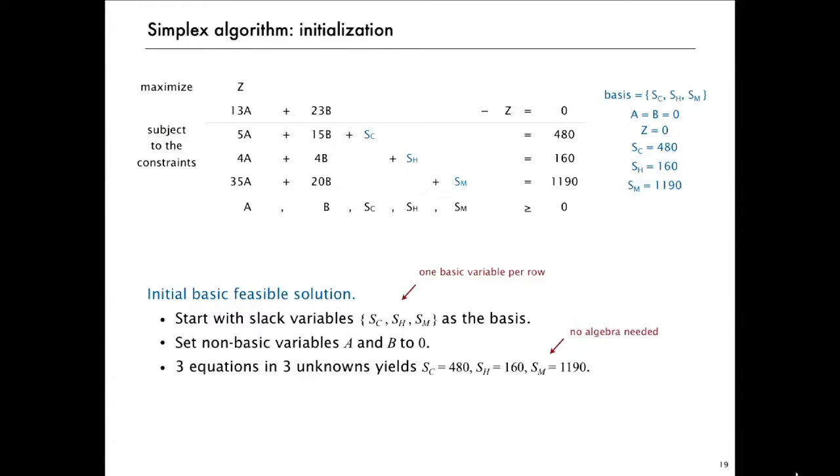Okay, so to get things started, what we need to do is initialize. And we'll initialize in that case at the origin when a and b are equal to 0, and the three slack variables are the basis. And then the solution is really easy in that case. Here's our equations. We set a and b to 0, so that cancels out all that stuff. So that tells us the values of s_c, s_h, and s_m in that case. So that's easy to solve in that case.